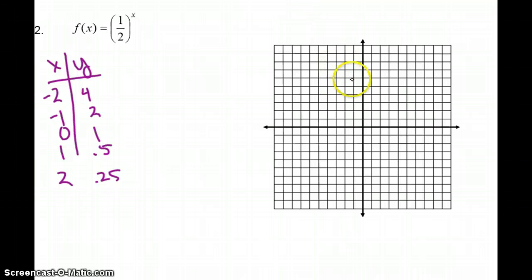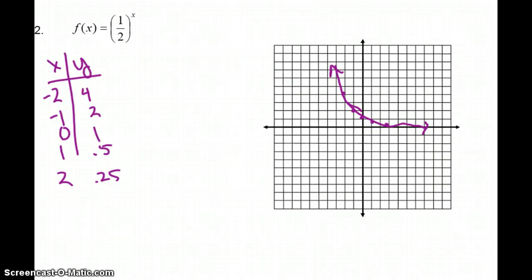Okay, I'm going to graph those points. -2, 4, -1, 2, 0, 1, 1, 0.5, 2, 0.25. I'm going to do the best I can with this graph here. Oh, that's not very good. It doesn't really have that little hump in it. I know it's approaching the axis, but isn't going to reach it. It's the best I can do, probably.